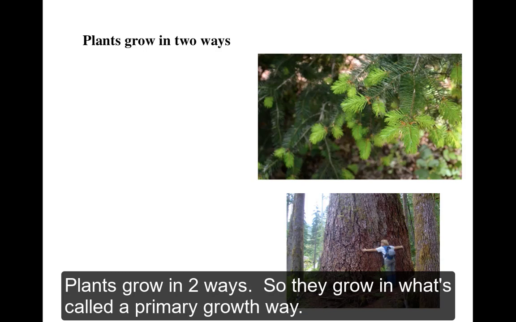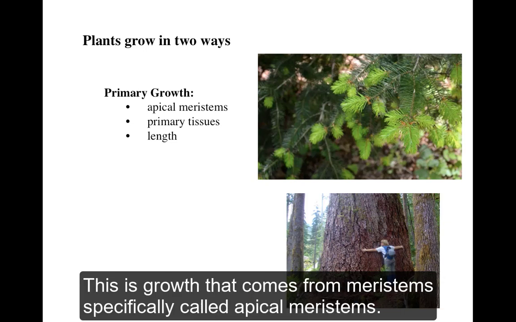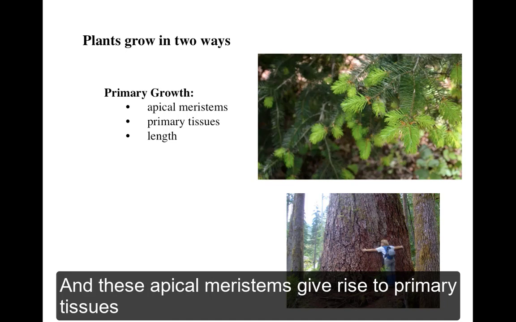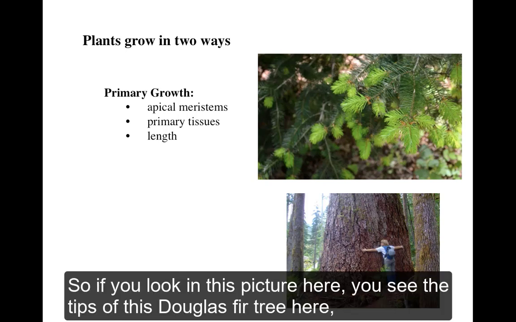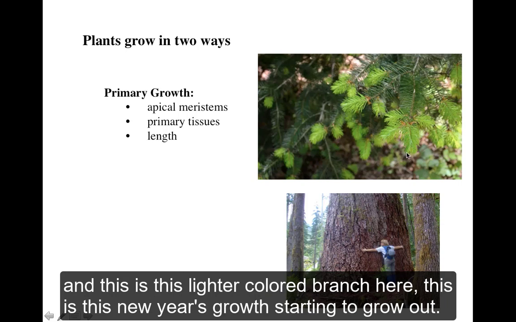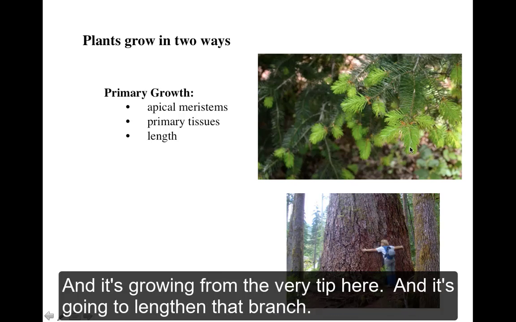Plants grow in two ways. So they grow in what's called a primary growth way. This is growth that comes from meristems, specifically called apical meristems. And these apical meristems give rise to primary tissues that lengthen the body of the plant. So if you look in this picture here, you see the tips of this Douglas fir tree, and this is this lighter colored branch here. This is this new year's growth starting to grow out. And it's growing from the very tip here. And it's going to lengthen that branch.